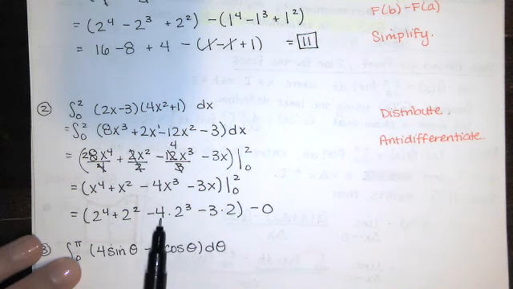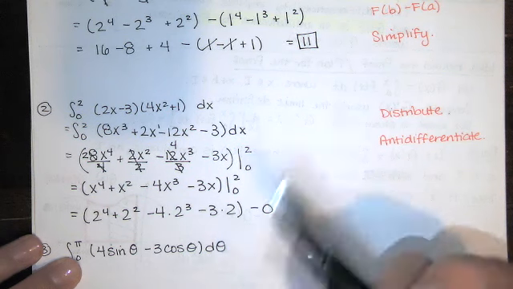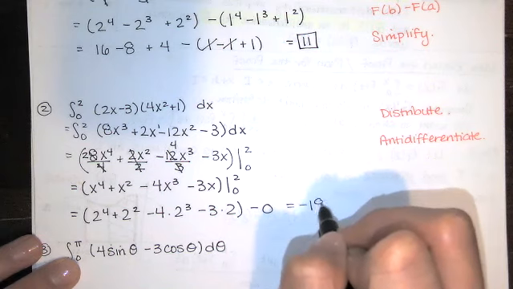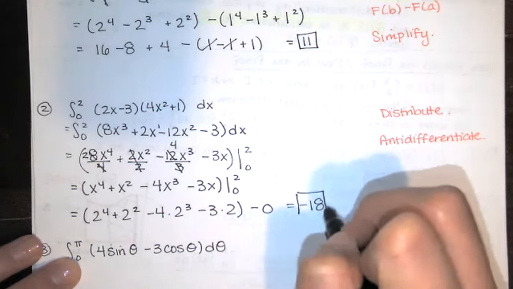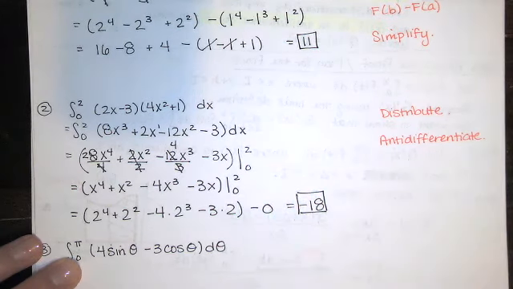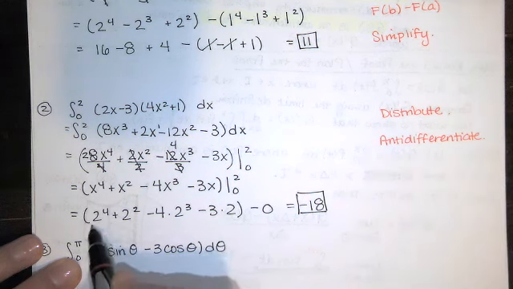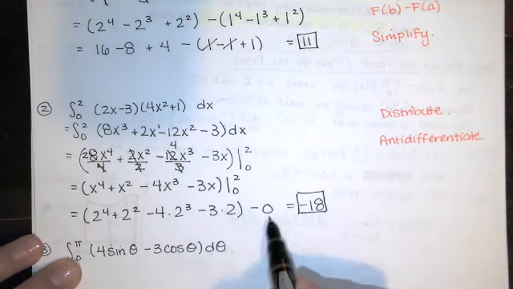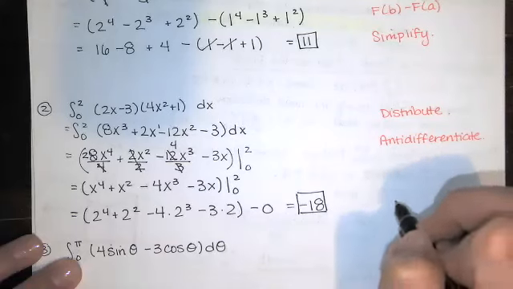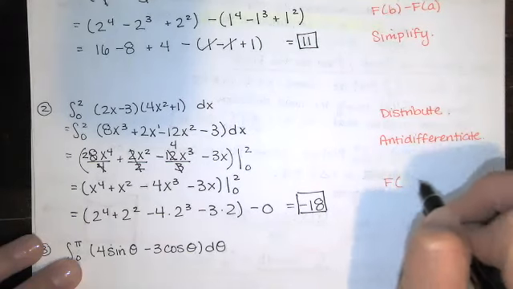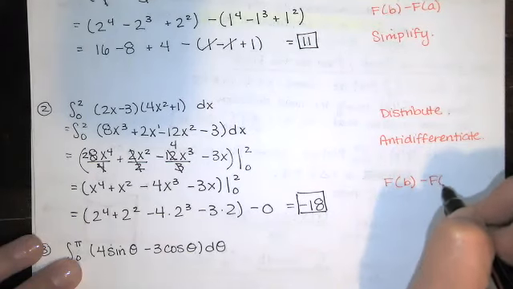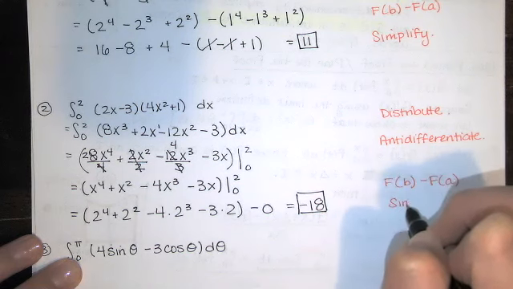And then I've got 8 times 4 is 32. So 20 minus 32 is negative 12. And then we're subtracting 6. So that's negative 18. And that's our answer. So we antidifferentiate. And then this step right here, that's f of 2 minus f of 0. So you're doing f of b minus f of a. And then you want to simplify the result.